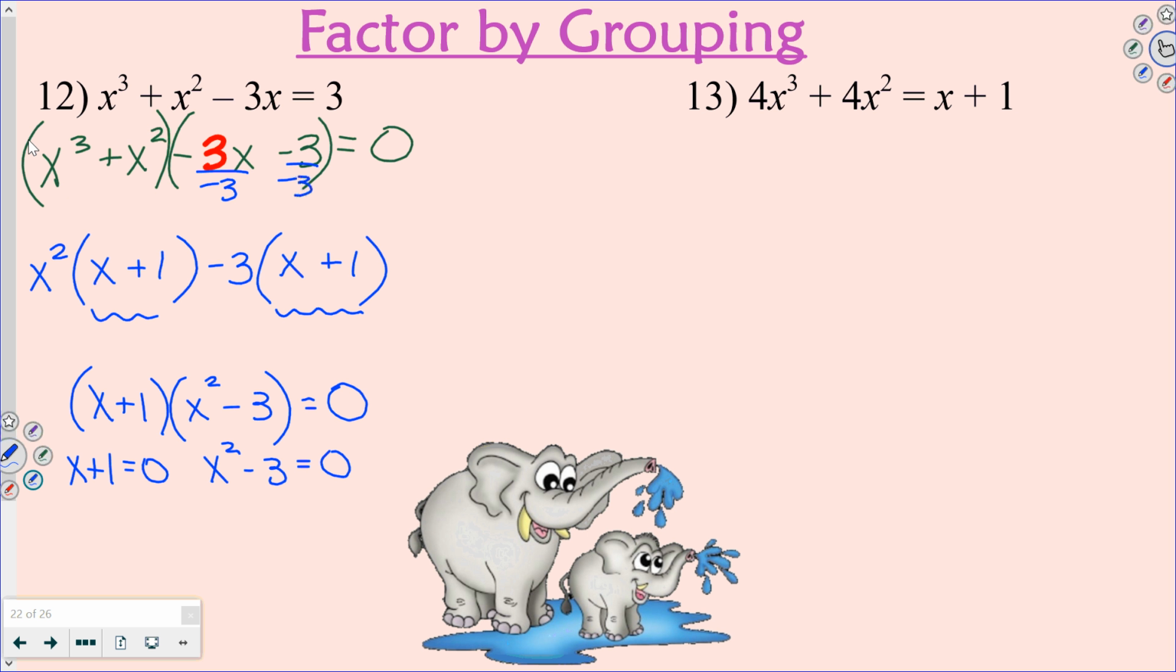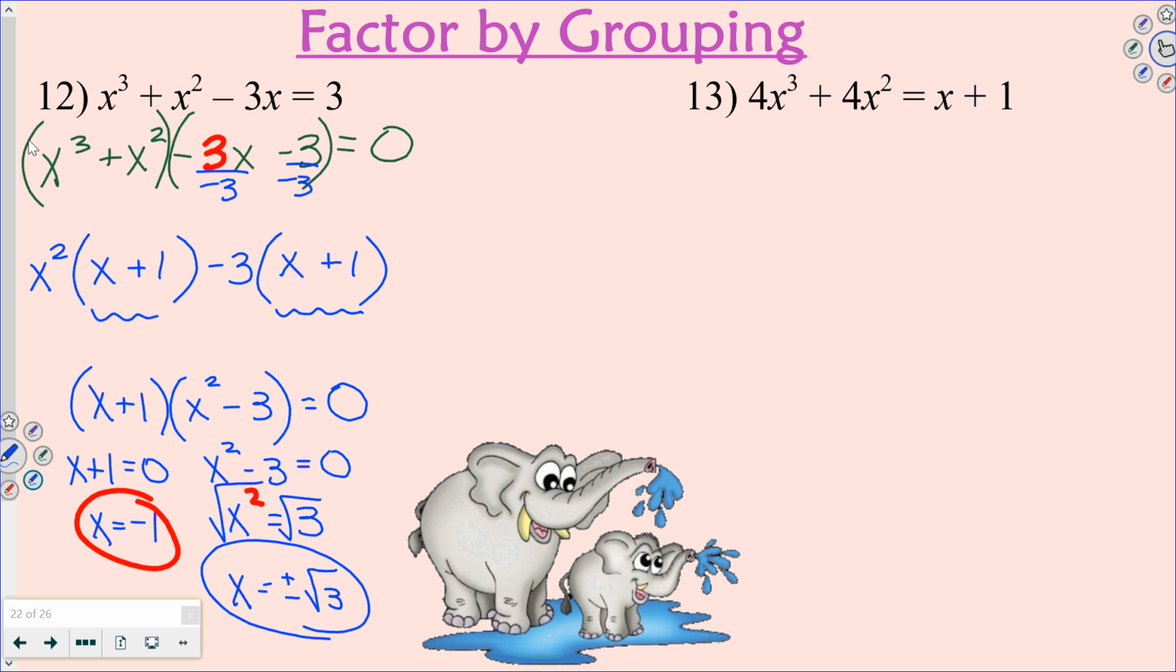And solve. So x equals negative 1. Finally something easy, right? And then over here, add 3. Take the square root of both sides. So x equals plus or minus radical 3. How many answers am I supposed to have? 3. How many do I have? 3. There's 1 there, 2, 3, plus minus. All right, do 13.